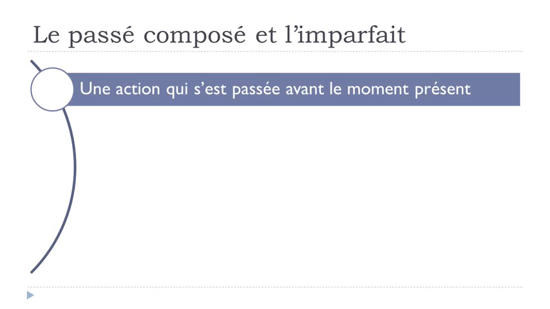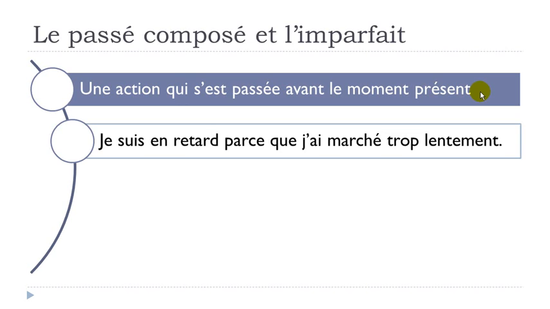So, le passé composé, well, the first use, of course, of le passé composé, it's une action qui s'est passée, that took place avant le moment présent. So, before the present moment, the example that we could have here, je suis en retard parce que j'ai marché trop lentement. Okay? And here, the first part, je suis en retard, I am late. It's the present. And then you want to give the reason why. Parce que, because, j'ai marché, so marcher is to walk, okay? Trop lentement, too slowly, okay? Je suis en retard parce que j'ai marché trop lentement.